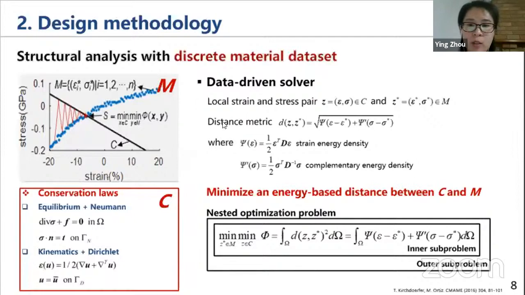Here we use a data-driven solver. The condition is that the strain and stress should satisfy both the conservation laws of equilibrium and compatibility as well as the material dataset. The basic idea of the data-driven solver is to minimize the distance between the conservation laws and the material dataset. The distance is defined with the strain energy and the complementary energy densities.